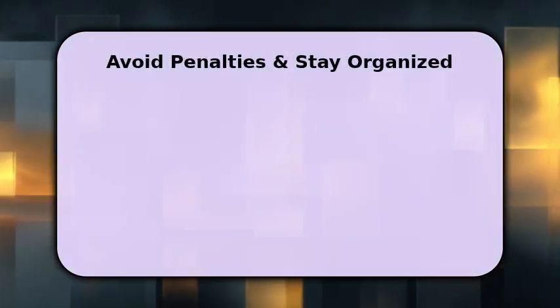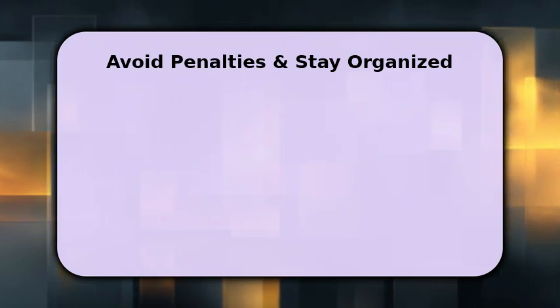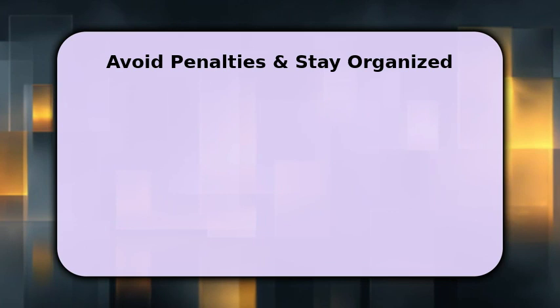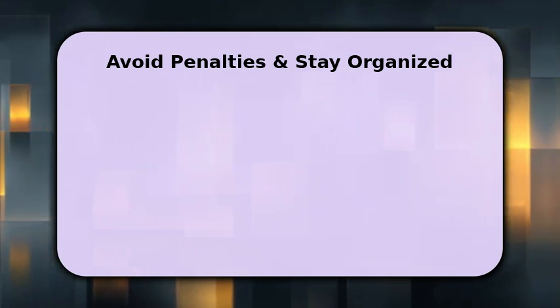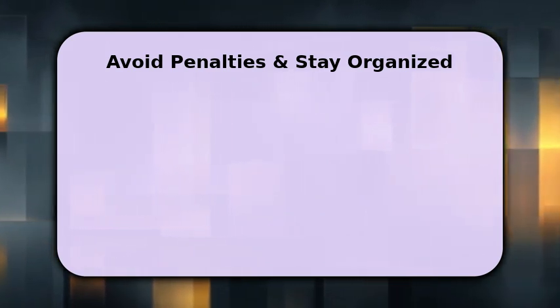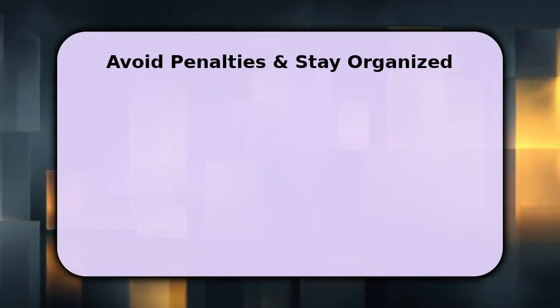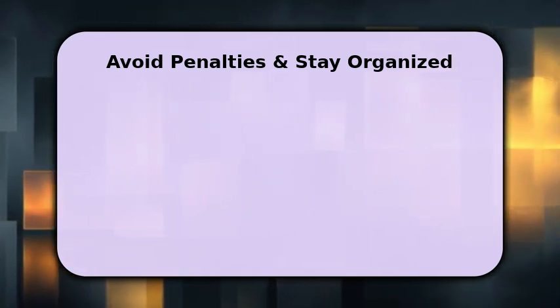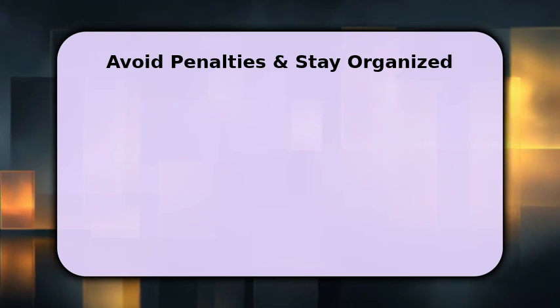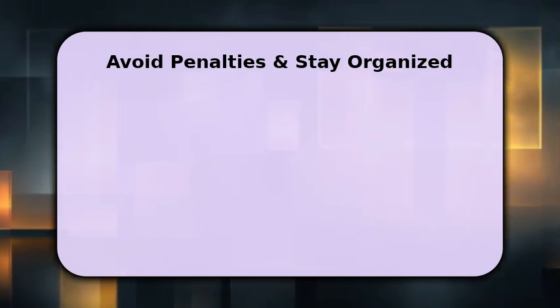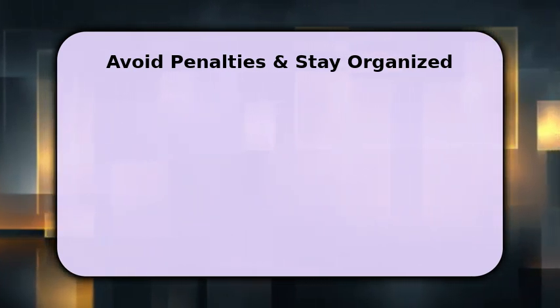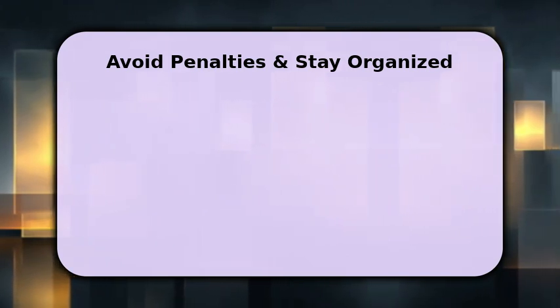To avoid underpayment penalties, you generally need to pay at least 90% of your current year's tax liability. Another safe harbor is to pay 100% of your prior year's tax liability, or 110% if your adjusted gross income was over $150,000. Staying organized with your records is key.